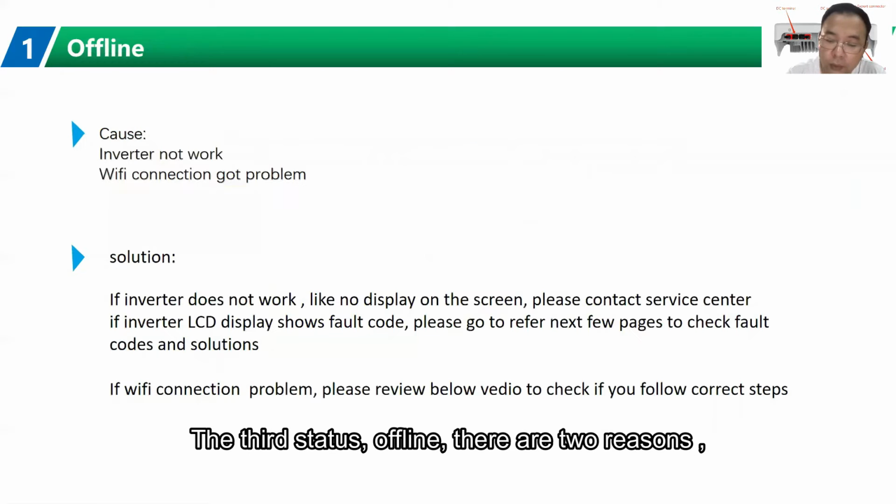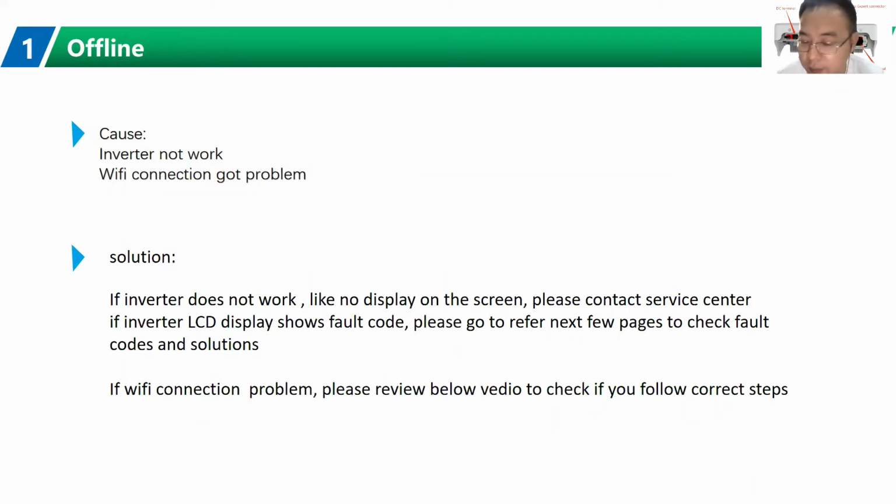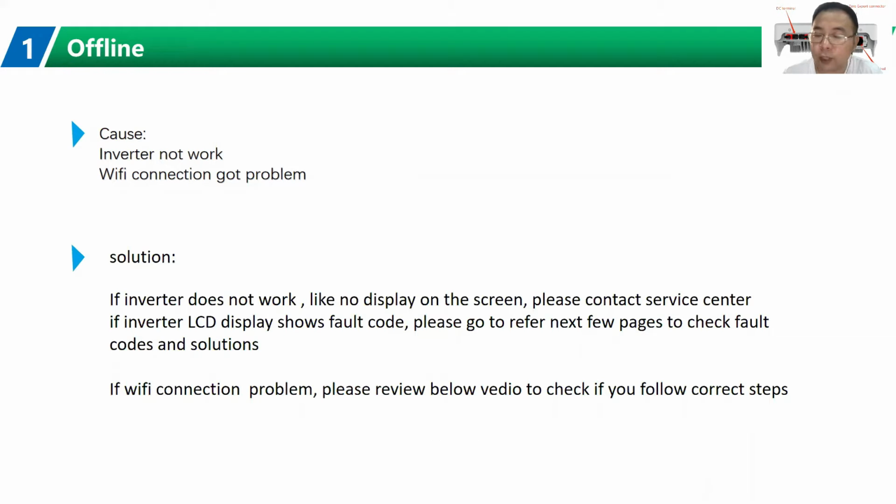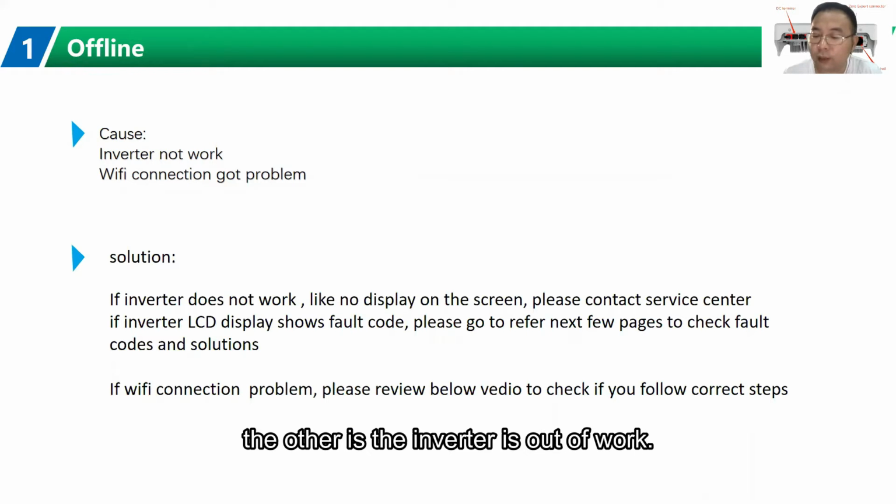The third status, offline. There are two reasons. One is Wi-Fi connection is unavailable and the data can't send to the internet. The other is the inverter is out of work.